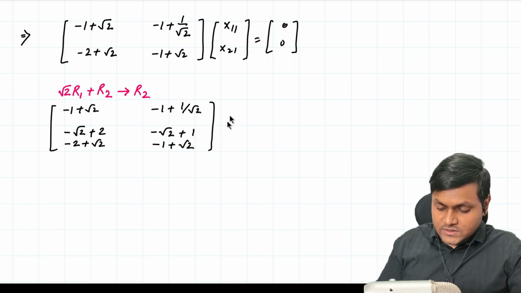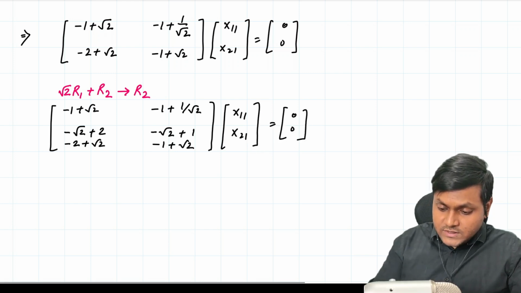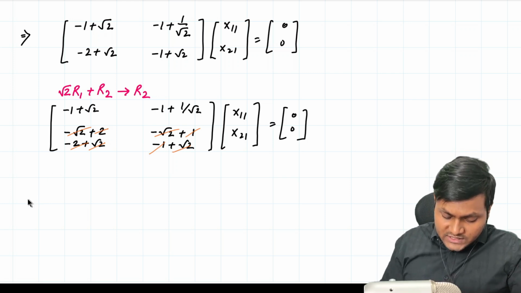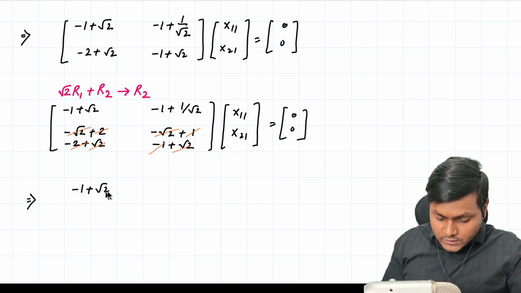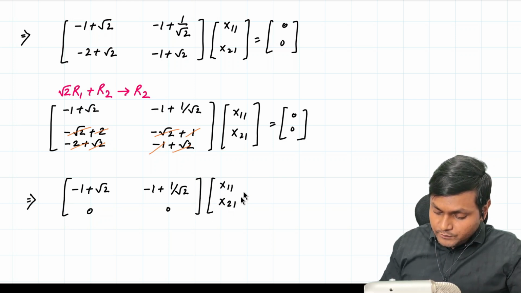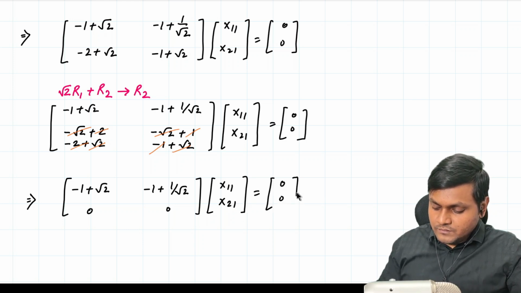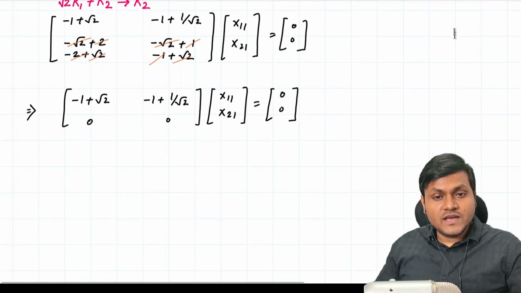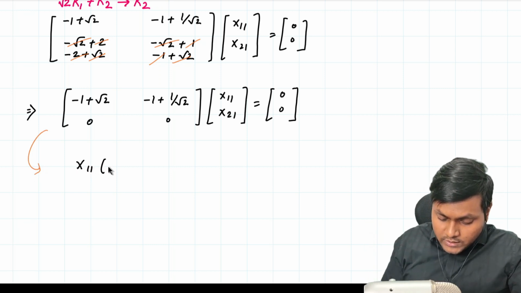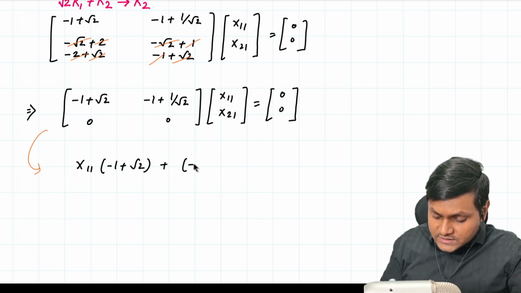So what does this give us? This simply gives us a very simple solution for finding the eigenvectors, because now this gets cancelled out, right? So one of the rows becomes 0, which simplifies our problem. So minus 1 plus root 2, minus 1 plus 1 upon root 2, 0, 0. And if I complete the set of equations here, this simplifies our problem, because from here finally I can obtain an equation between x11 and x21, which is x11 times minus 1 plus root 2 plus minus 1 plus 1 upon root 2 times x21 is equal to 0.